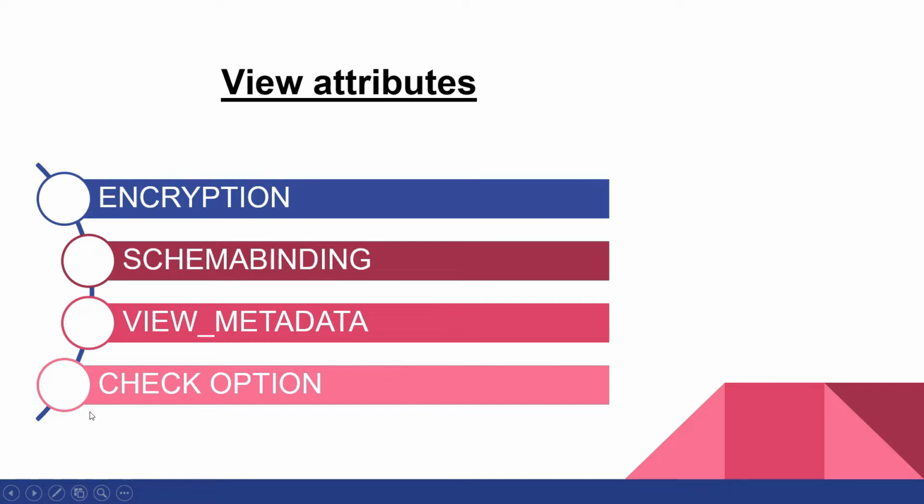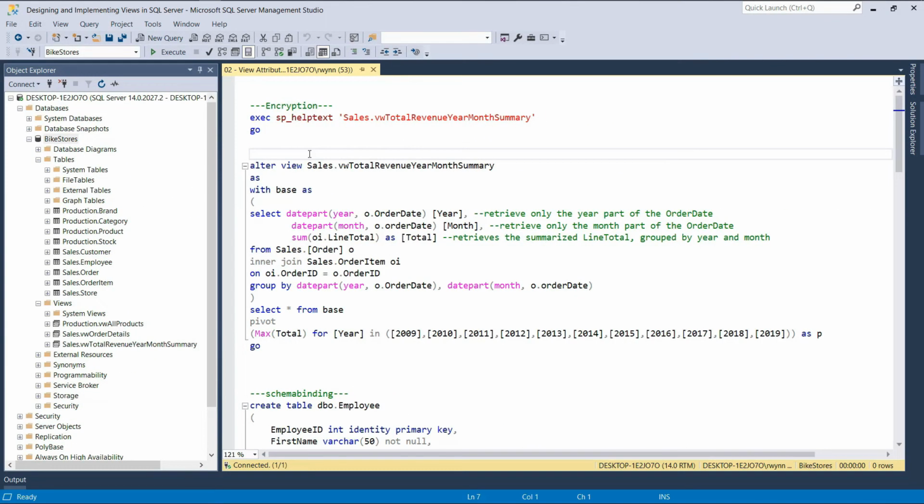Let's head over to the SQL Server Management Studio to look at some practical implementations of these attributes. We'll first start with the encryption attribute. When we create views, stored procedures, or functions, the definition of these objects, including their metadata, gets stored in system tables. This information can then be retrieved by using information schema views, system views, and system stored procedures, as we've seen in the previous video.